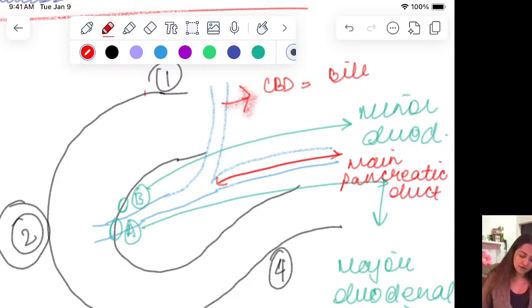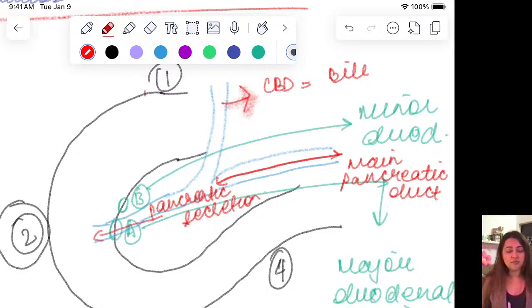Okay, so obviously the main pancreatic duct is going to carry the pancreatic secretions. The pancreatic secretions are being carried by this main pancreatic duct, and both these secretions are ultimately entering into the second part of the duodenum through this major duodenal papilla. But there's a guard sitting over here. So there's someone that's regulating these secretions that are coming from the CBD as well as the main pancreatic duct.